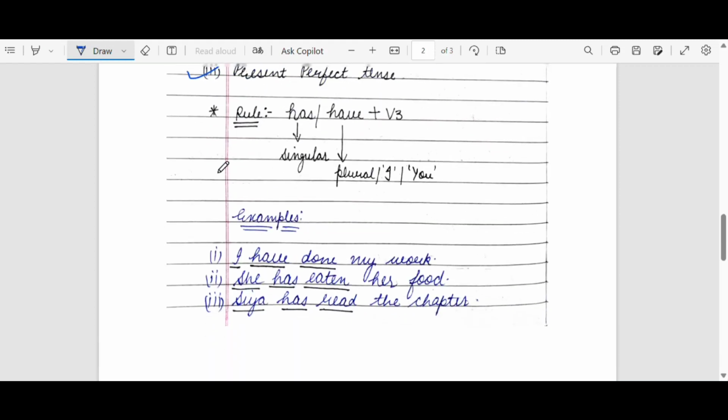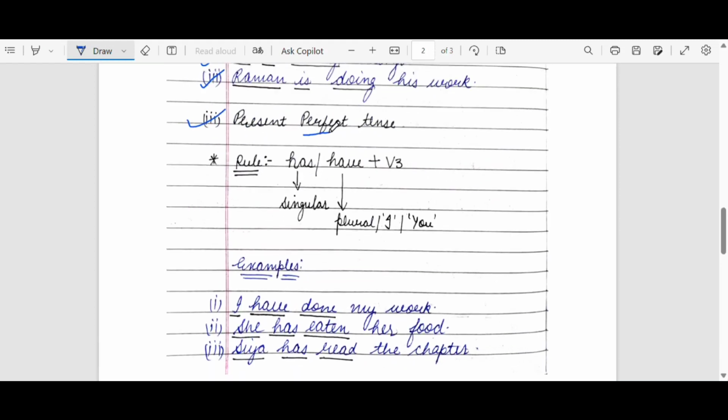The third classification is present perfect tense. Perfect. The rule for the same is has or have plus V3. V3 means past participle, that is the third form of verb, V3. Has is used with singular. Suppose she. With she we will use has. She has. Have is used with plural, I or you. Plural, we have, I have, you have. V3 means the third form of verb. Suppose eat, it is the V1, ate, V2, eaten, V3. I have eaten my lunch.